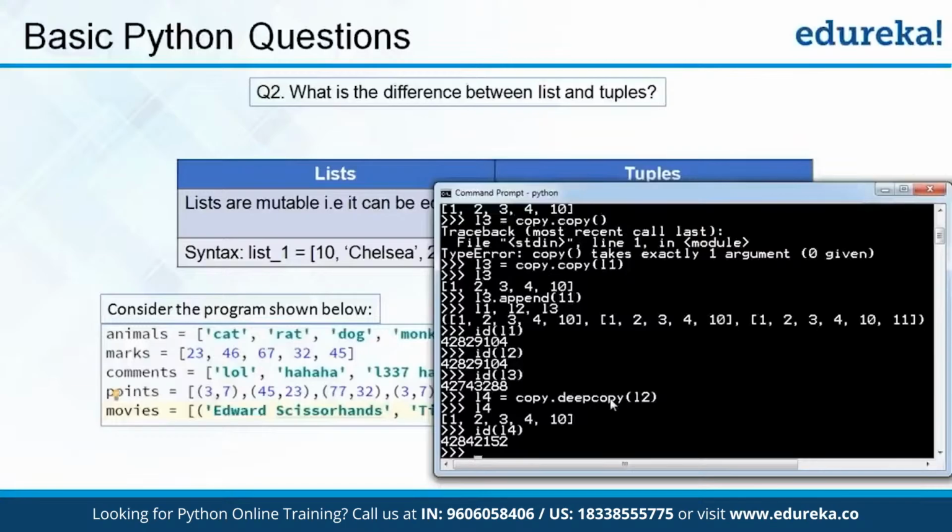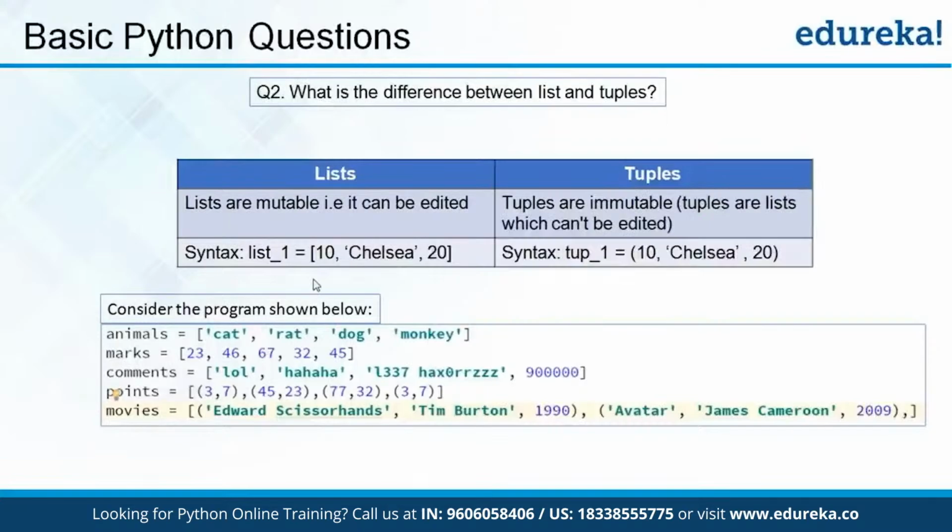Please remember this because it does come up, not frequently, but it's good to know something like this. What is the difference between a regular copy.copy, what is a deep copy, and what is a regular reference? So let's move on.